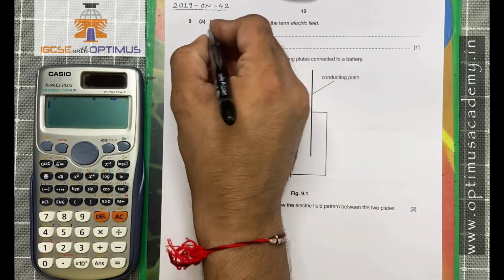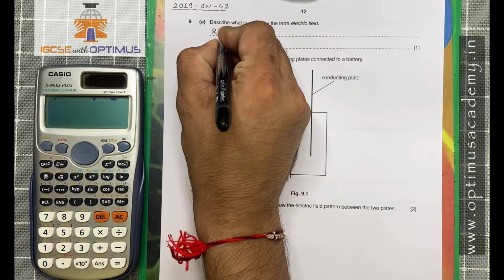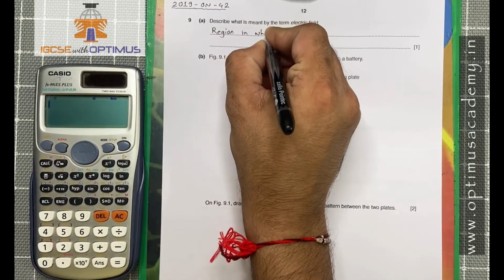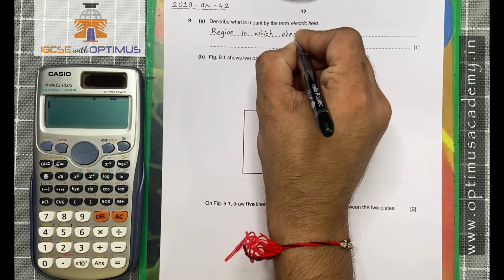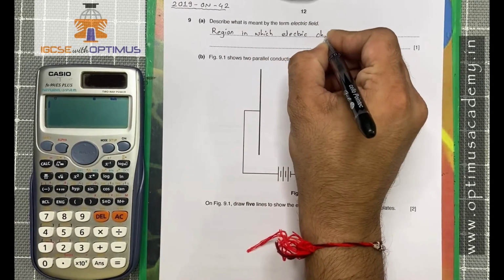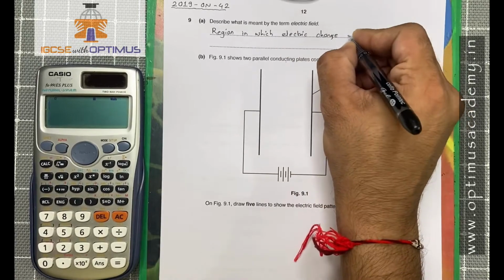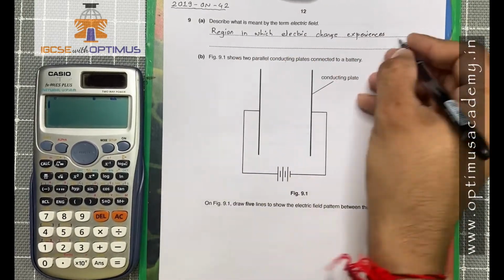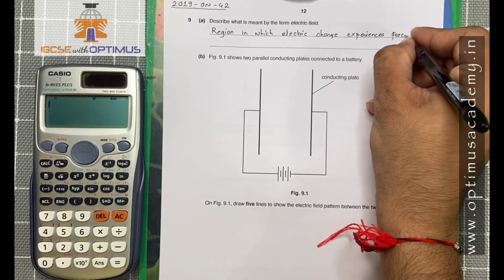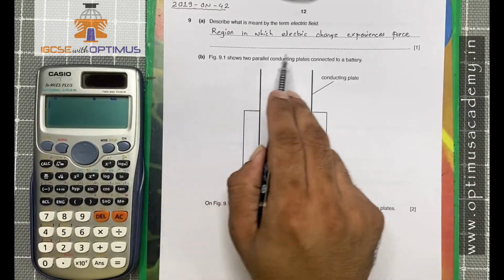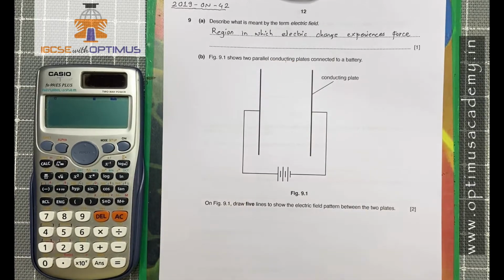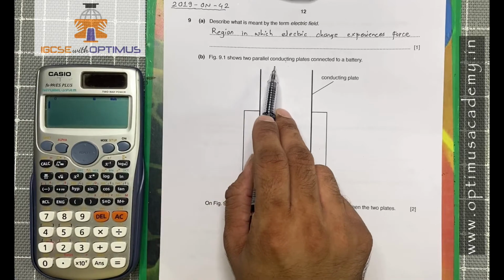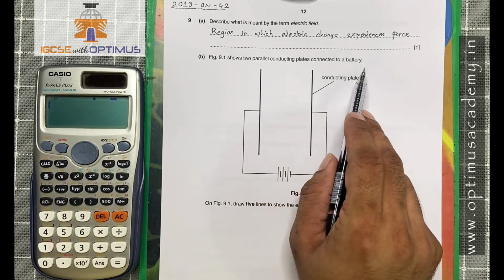So we can say that the region in which electric charge experiences force. So region in which electric charge experiences force, that is nothing but electric field. Question B. Figure 9.1 shows two parallel conducting plates connected to a battery.